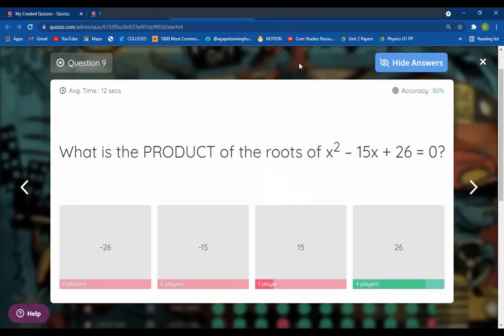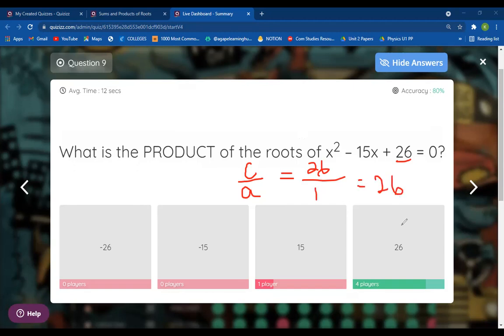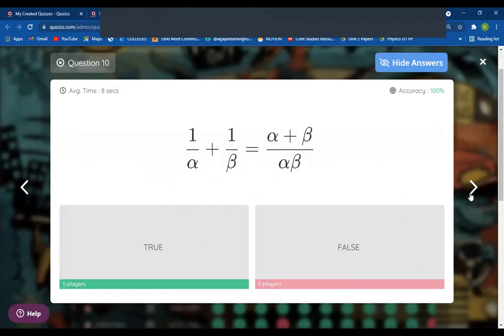Product. We went through alpha beta, which is c on a. And in this case, c is 26, and a is 1. 26 on 1 is 26. That's why this is the answer. Product is alpha beta. So everybody understands this one? Yes, yeah, miss. All right. Just need to make sure.